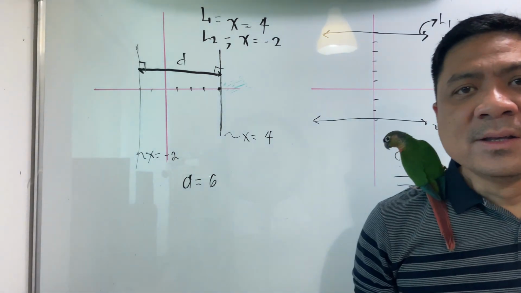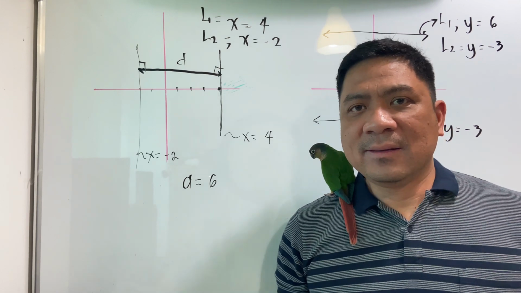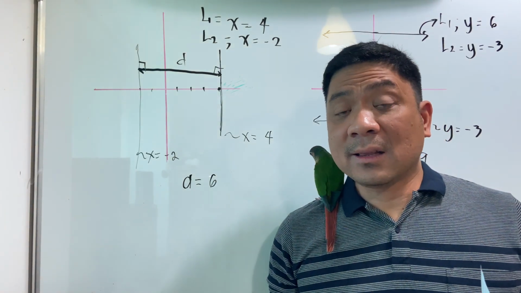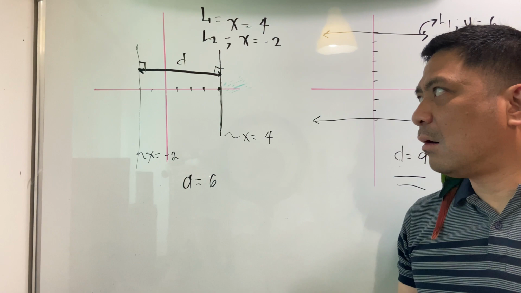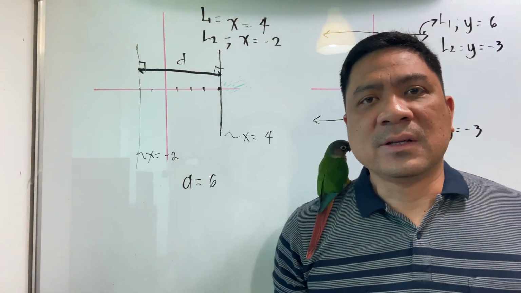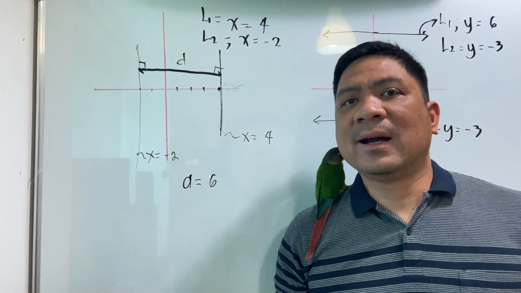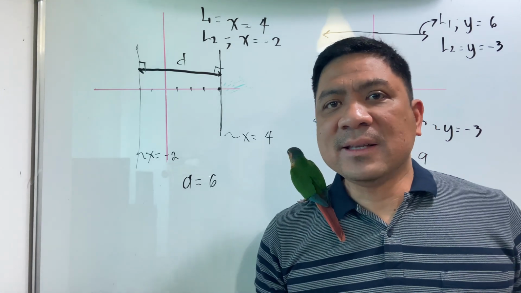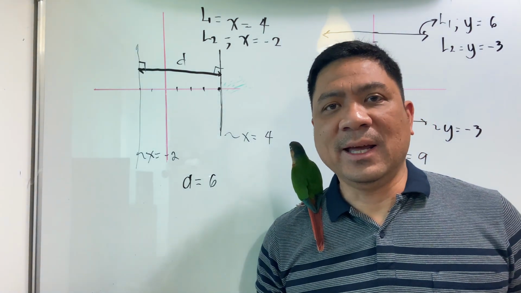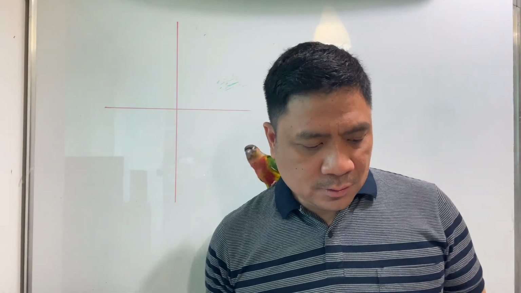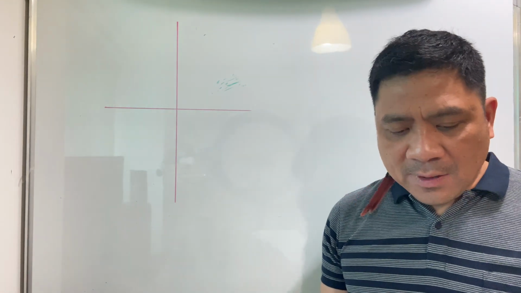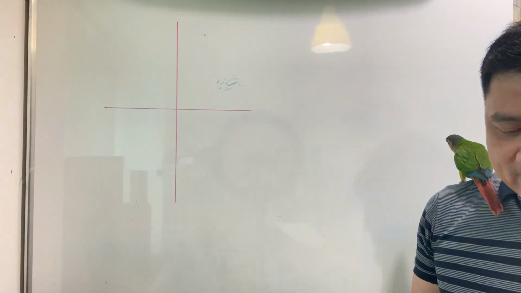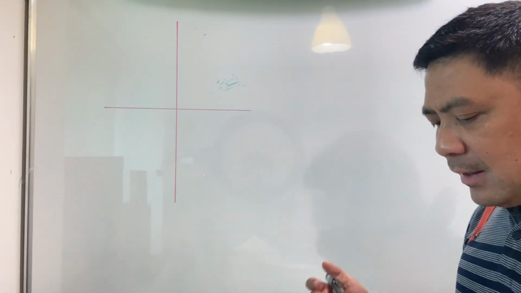Okay. We have another case wherein the two parallel lines are not horizontally or vertically drawn. In other words, they are slanting. What would be the distance between these two lines? Let's try this example, wherein our lines are not vertically or horizontally drawn or graphed. Find the distance between the lines. These are parallel lines.